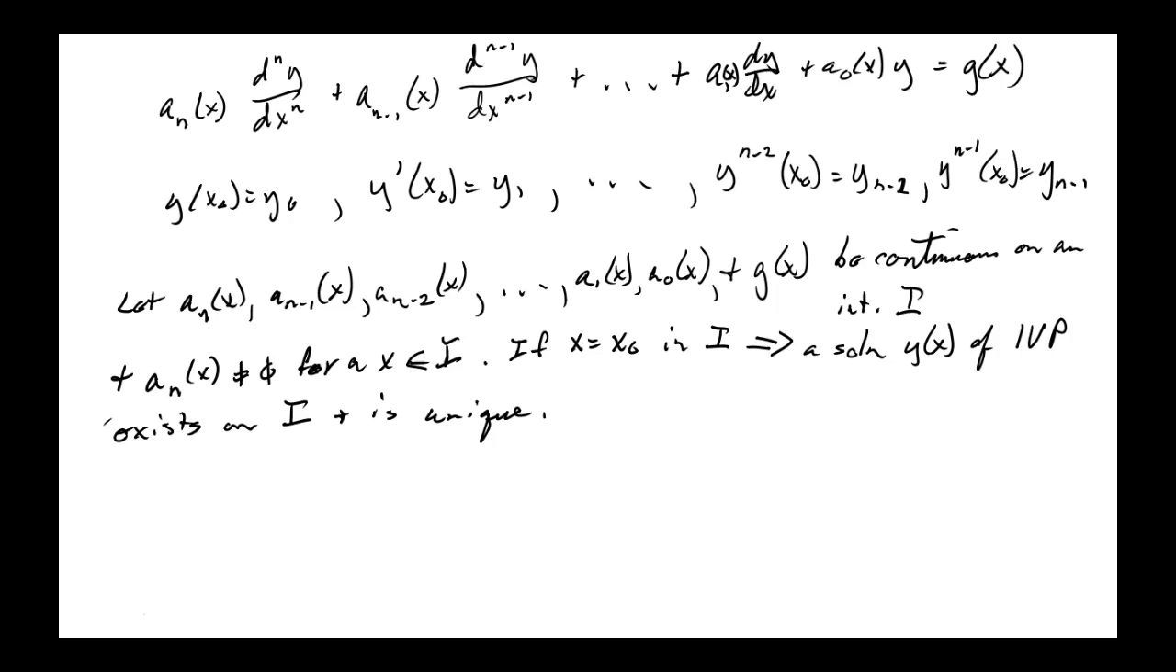Every one of those coefficient functions and the g function have to be continuous on the interval I. The a sub n can't be 0 anywhere in that interval I. And the x equal x0 is in I. And if all those things are met, and they actually say it a little bit stronger than me, if x equal x0 is a point in this interval, okay, that's what it is, then the y of x of that initial value problem exists and is on I and is unique. Okay. So here's example 1.